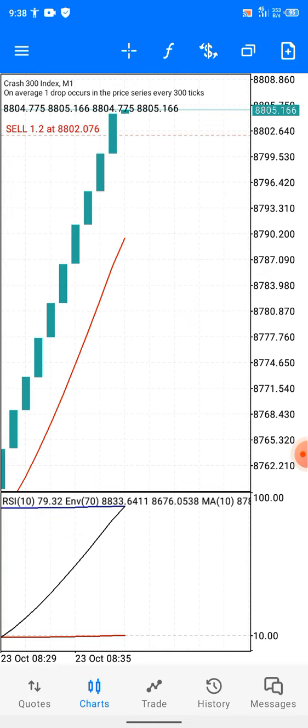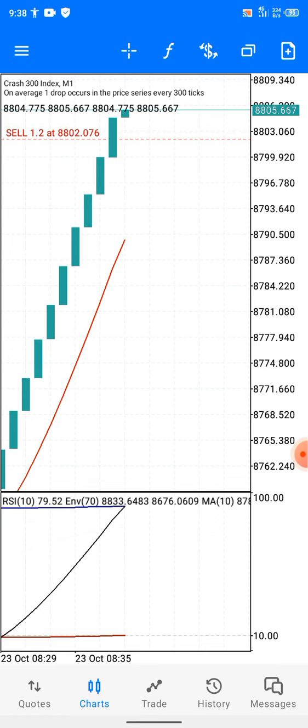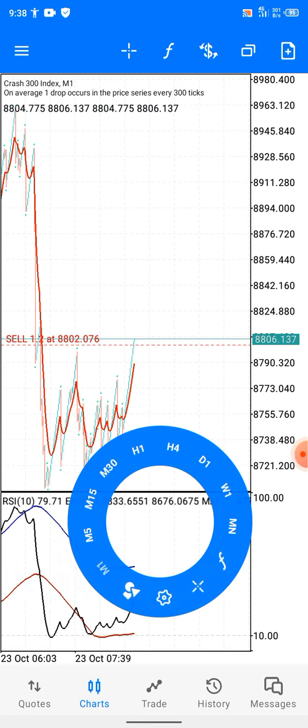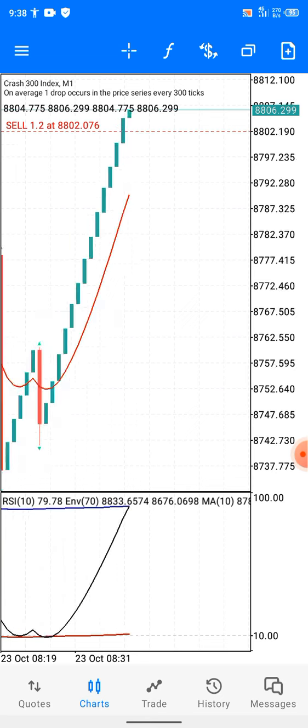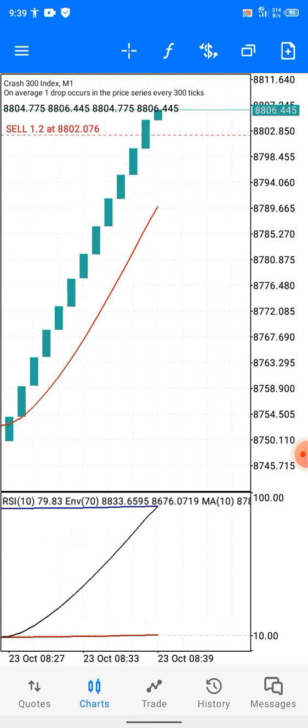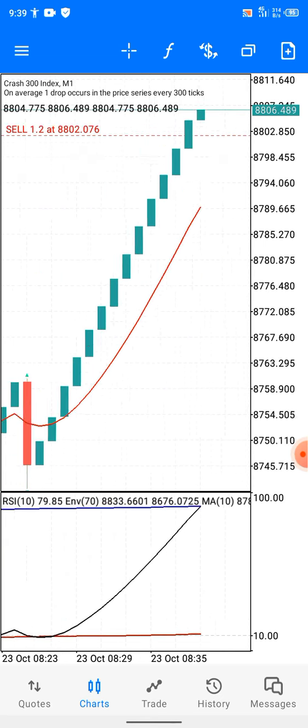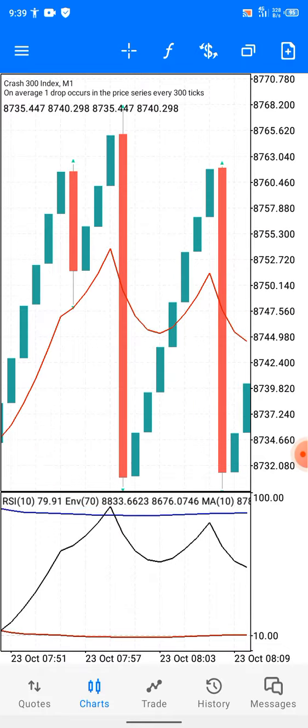Now you can see here, let me tell you the zoom level for the strategy. For the zoom level, you zoom out completely. You can see here, there is no zoom anymore. You zoom out completely. The strategy can be effective for you.